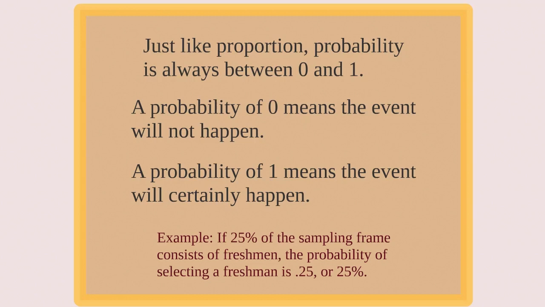Recall that when we sampled, we did not always get 25% freshmen. Sometimes we got less, sometimes we got more. But nonetheless, the probability stays consistent at 25% based upon the original population proportion.